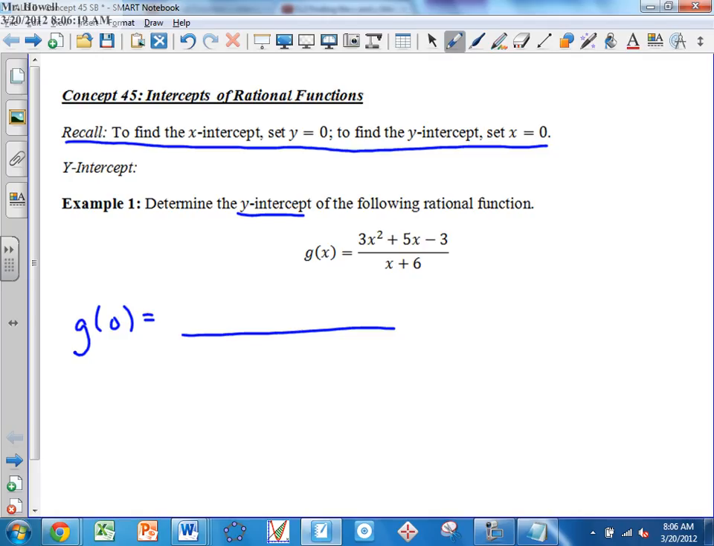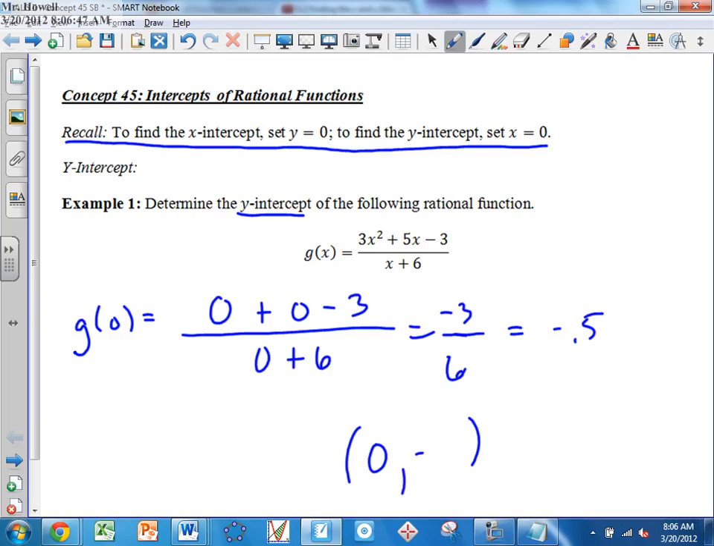Very good, Daniel. Negative 3 over positive 6. You're going to have 0 plus 0 minus 3 over 0 plus 6. I don't care if it's squared, if it's cubed, if it's the 10th power. If you plug in a 0 for x, it drops off, okay? Again, just keep that in your mind. So negative 3 over 6. What's negative 3 over 6 as a decimal? Negative 0.5. So what's my y-intercept going to actually be as a coordinate? 0, negative 0.5. Very good, Derek.